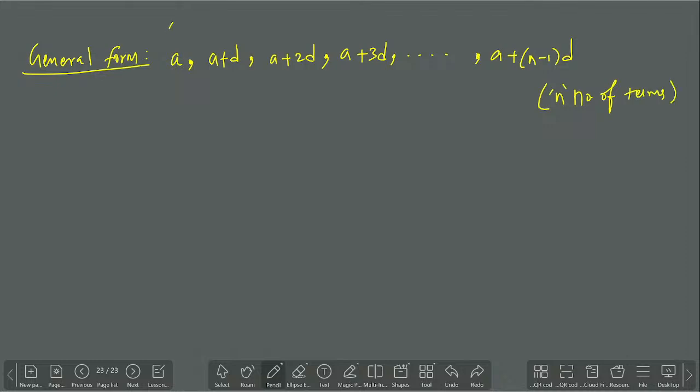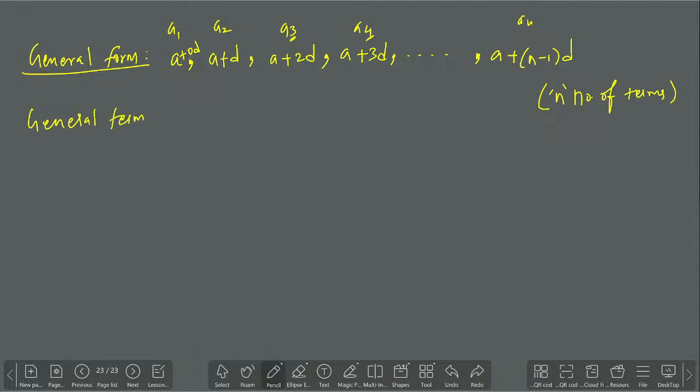So this is what then? A1. This is what then? A2. This is A3. This is A4. Then what about this? An. Why? Because when we have 0D, we are getting 1. 1D, 2. 2D, we are getting 3. Then 3D, I am getting 4. That means when we have 3, 4. When we have 2, 3. Then when we have n minus 1, what will I be getting? An. Do you understand? Like that. So there are n terms we have in the general form. Do you understand? Right. Now I'm going to the general term.